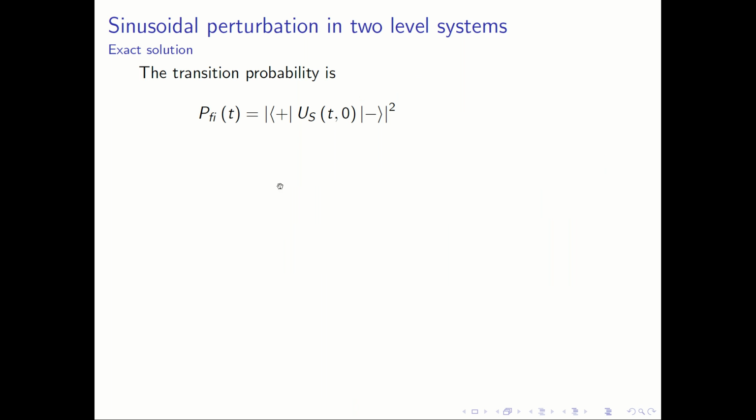Notice the transition probability that we want is simply this. The state minus, the lower state, is what you start from. You apply U_S(t,0) on that, which is the time evolution operator that takes you from time 0 to time t. And this U_S(t,0) minus gives you the state at time t. And if you want to find out the probability amplitude that there is a plus state in the result, that the system has been excited to the upper state, you take the bra plus and hit U_S(t,0) minus with that. That gives you the probability amplitude. You take the modulus square of that, and you end up with our probability. So this is what we need to calculate.